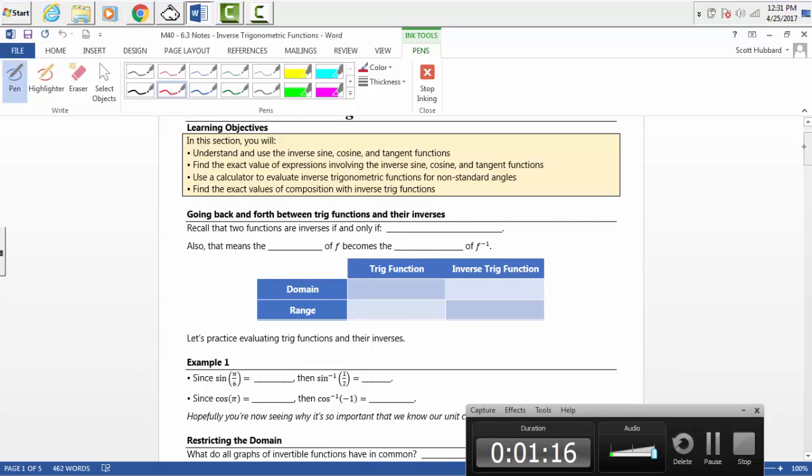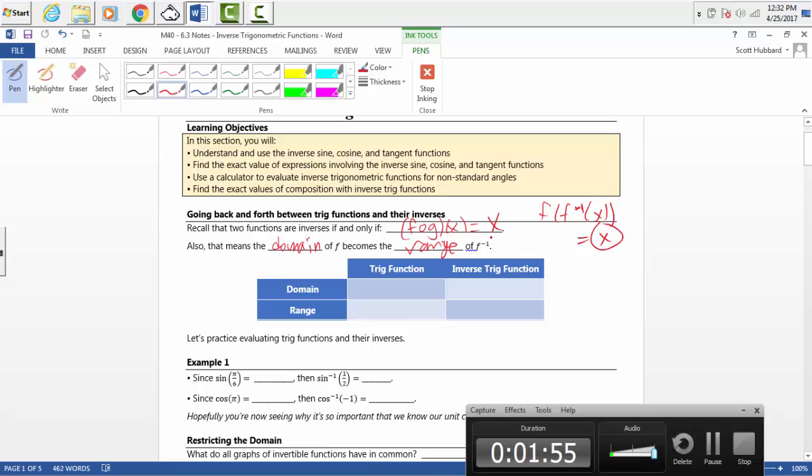So remember the definition of what an inverse meant. Two functions, we'll call them f and g, are inverses if and only if their composition just cancels out. Typically, it'd be like f of f inverse of x, and that would cancel out to be x. So they undo themselves. And what that also means from a domain and range perspective is that the domain of f becomes the range of f inverse, and vice versa.